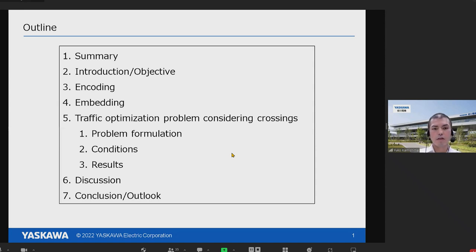The presentation outline is as follows. First, the summary of this presentation, then the introduction and objective of this study. Next, encoding and embedding methods used in this study. Then the explanation of the traffic optimization problem considering crossings, the problem formulation, the conditions of the comparison and the results of the comparison. And then the discussion of the results. At last, the conclusion and outlook of this study.